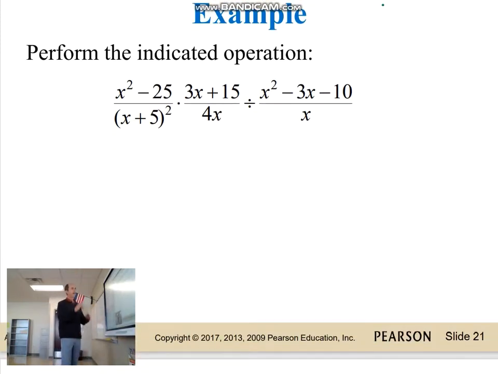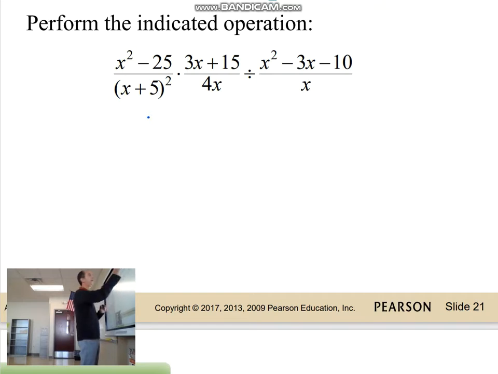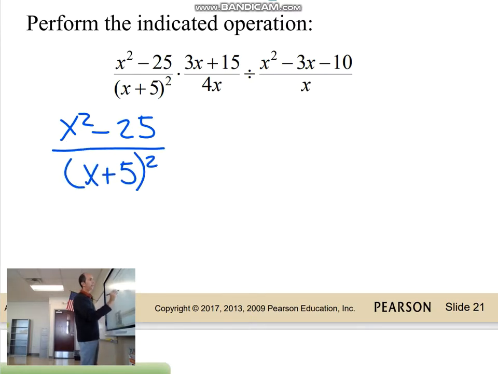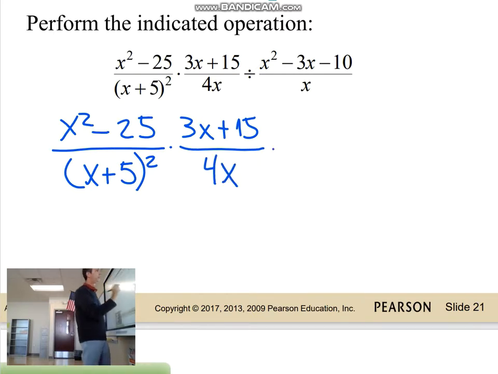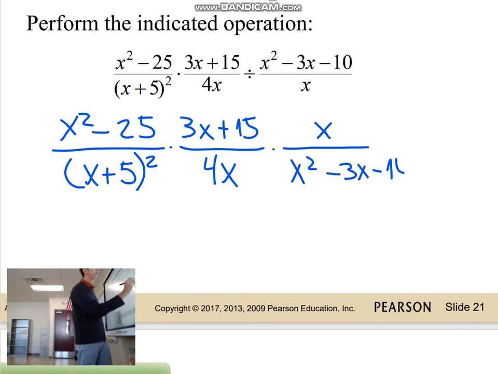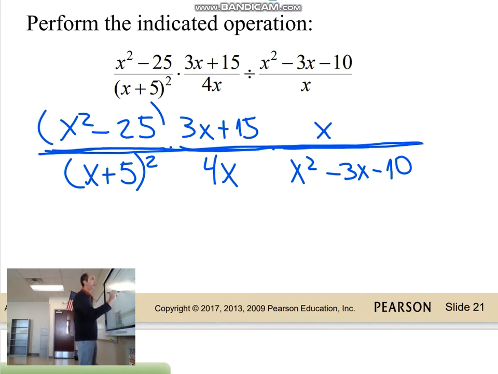Perform the indicated operations, and we have a series of operations here. We have multiplication and then division. And pretty simply, if it's multiplication, you don't change the expression, just keep it the way it is. Like here, the first one, x squared minus 25 over x plus 5 squared times 3x plus 15 over 4x. Now I have a division. Division can switch to multiplication and reverse the next rational expression after the division sign, so we're going to reverse x over x squared minus 3x minus 10. Cool? And we can just put this all together. We multiply all the numerators, we multiply all the denominators.